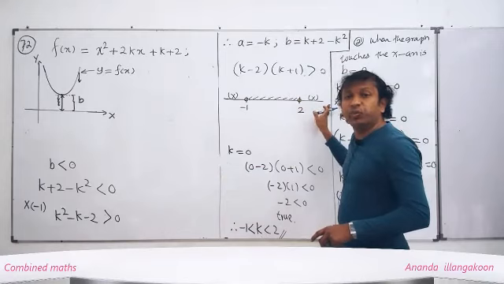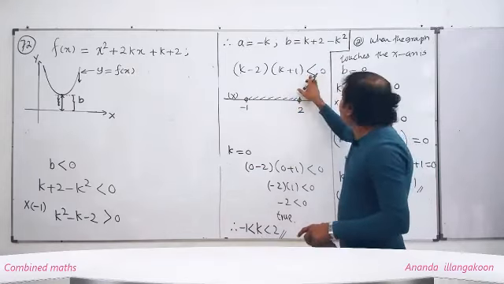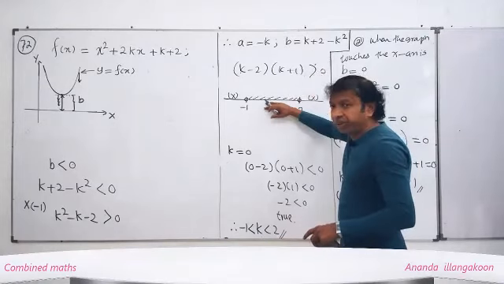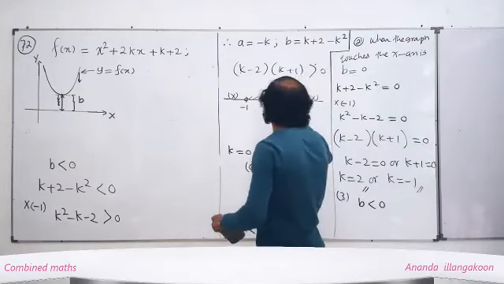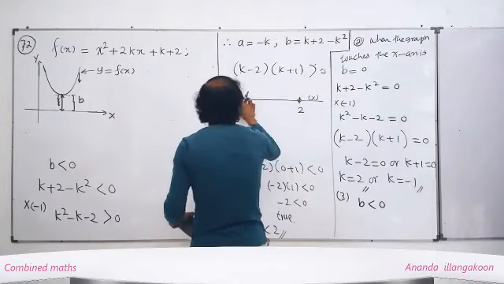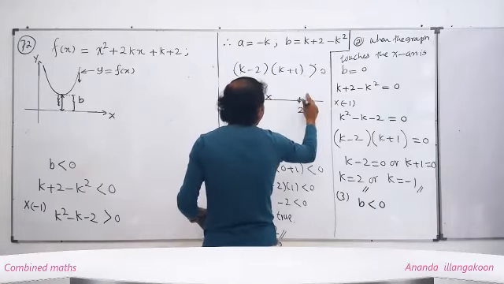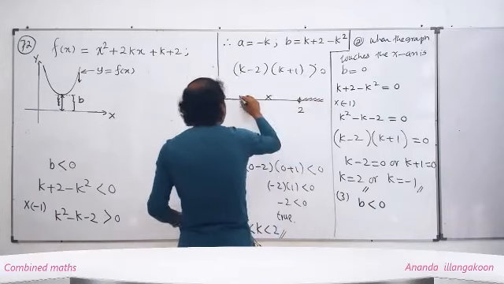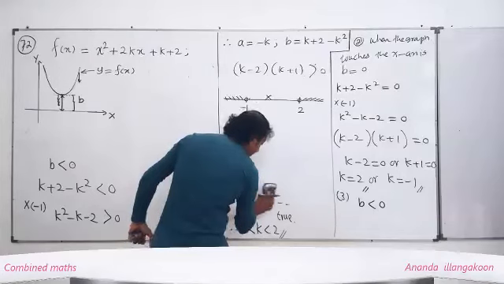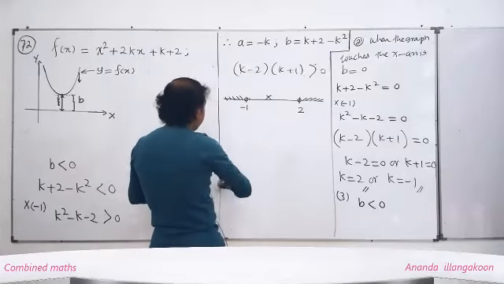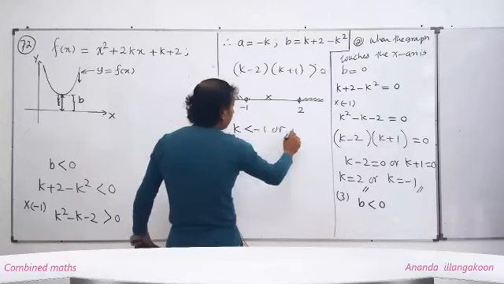Am I correct, people? No need to find that again. If we had this way, this is the region. If we take this other way around, this is not the region. The other two only we have to accept. So therefore, we have to ignore this one. We can take this and this. Therefore, we can write k less than minus 1 or k greater than 2.